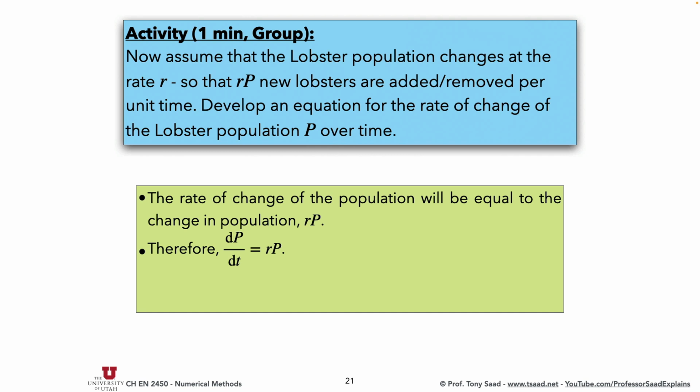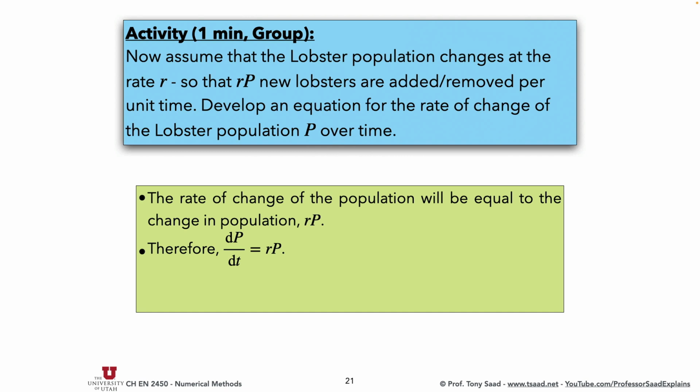If 10 lobsters are being born and 5 are dying, then the net is 5 lobsters. So dP by dt is plus 5, right? What I'm saying here is that how many lobsters are added or removed is exactly R times P. So the rate of change is R times P. Okay? Now solve this equation.